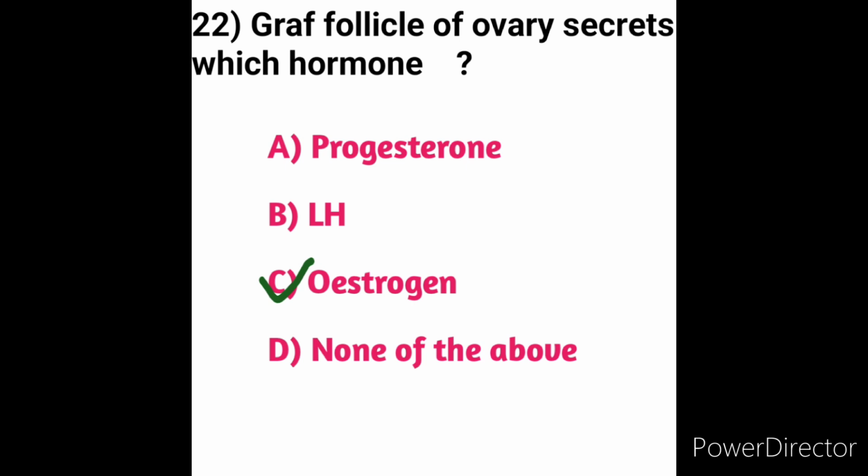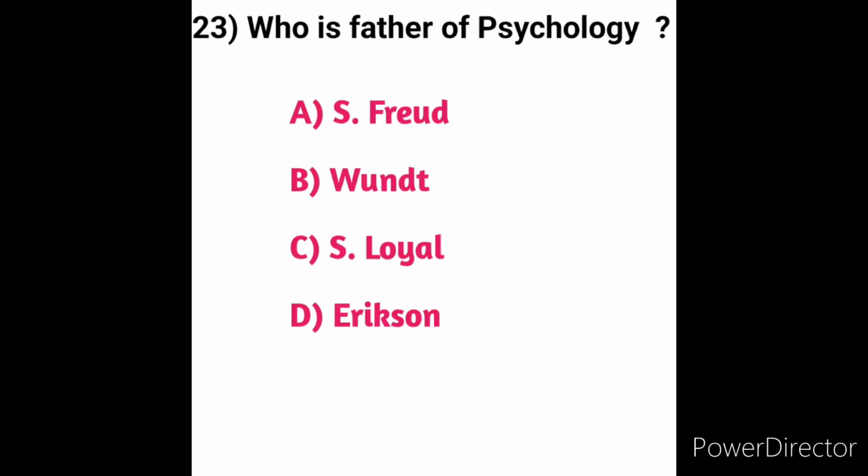Next we will move on to question number 23. Who is the father of psychology? We will see the options. Option A, Sigmund Freud. Option B, Wundt. Option C, Sigmund Loyal. Option D, Erikson.